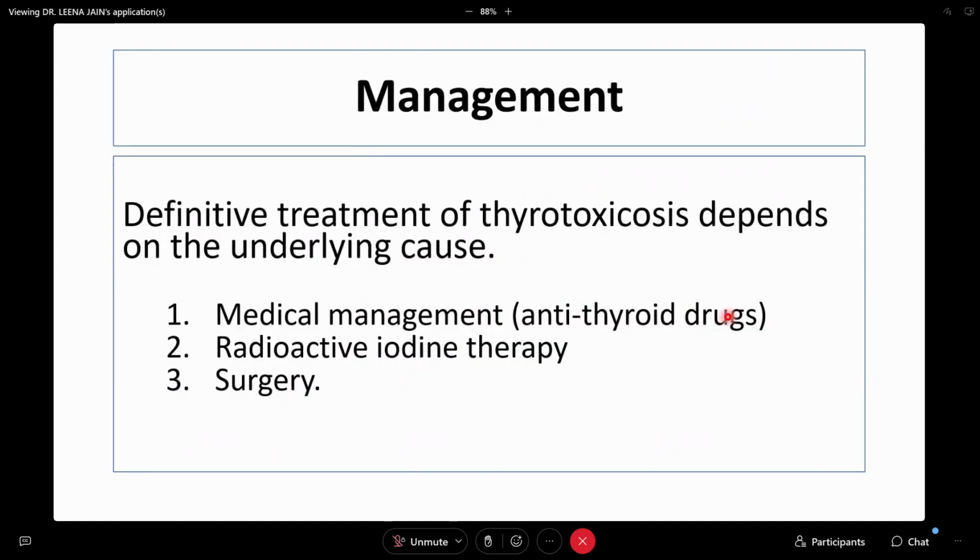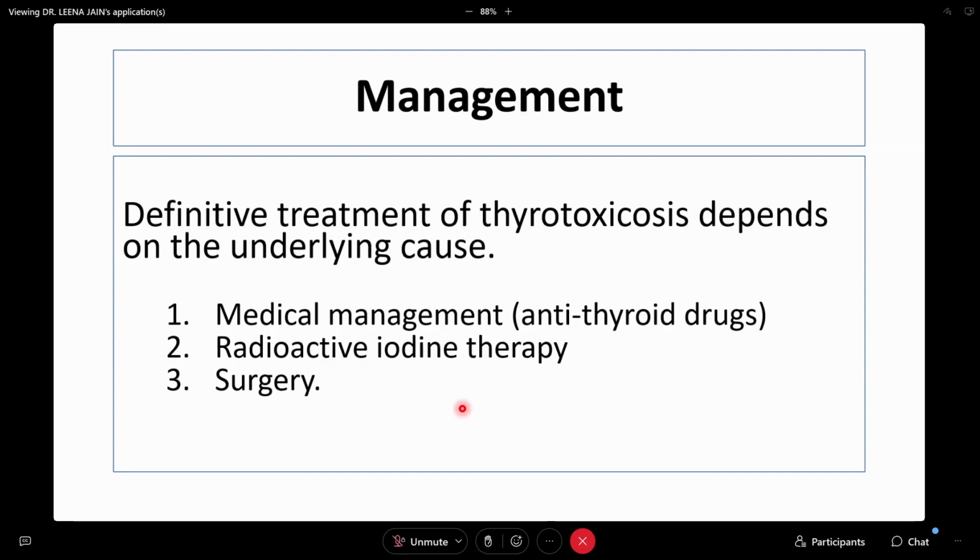So how to manage these thyroid toxicosis cases? Definitely anti-thyroid drugs. Commonly used anti-thyroid drugs are propylthiouracil, carbimazole, and propranolol also we used to give. Then radioactive iodine therapy is also given as a management part, and surgery.